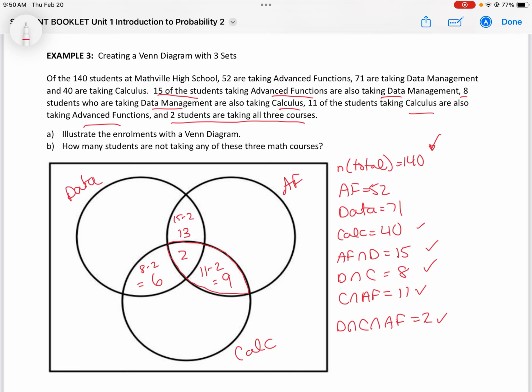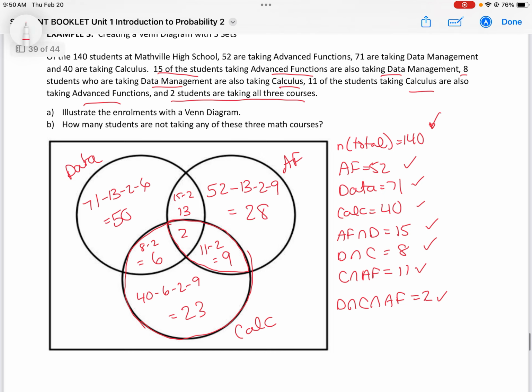Now, calc. This entire circle here has to account for 40 individuals. But we already took into account 6, 2, and 9. So there's 23 that are only registered in calc. Now data, 71. But we already took into account 13, 2, and 6. So 50 are only in data. And then advanced functions is 52, but we already took into account 13, 2, and 9. So that's 28.